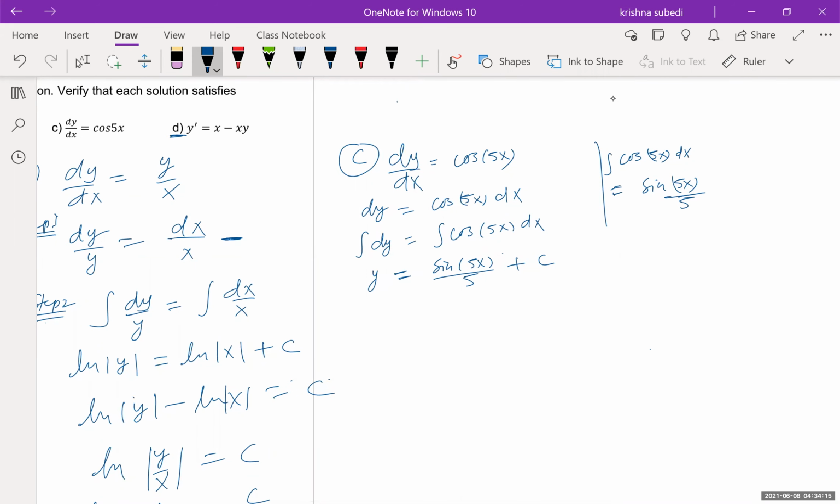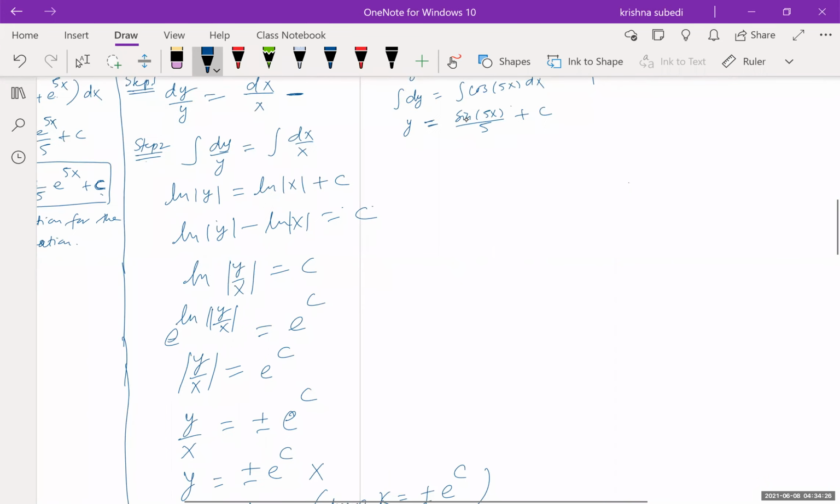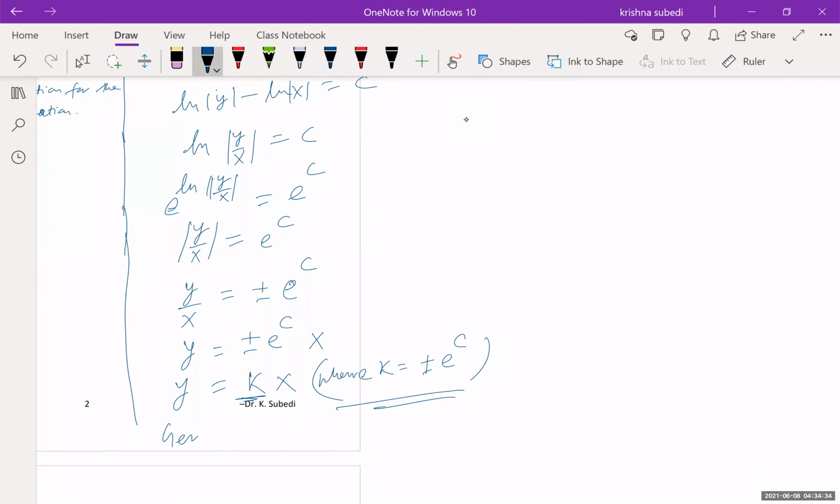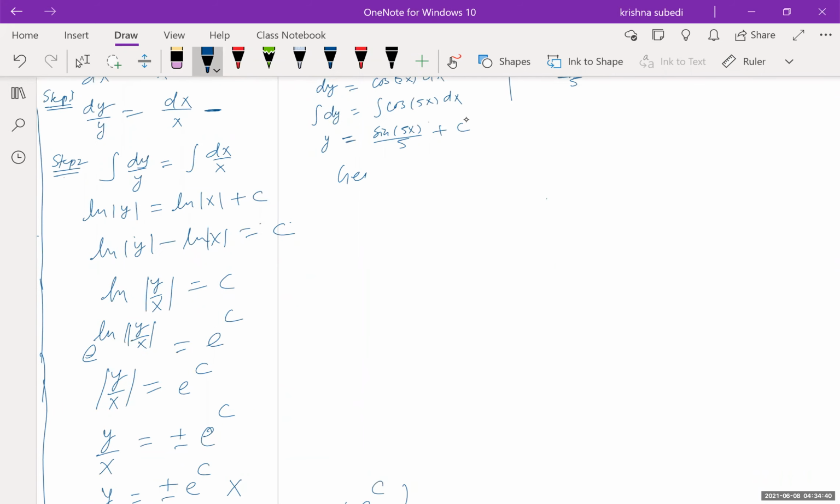Part B looks interesting. Let's try part D. By the way, these are general solutions, okay? When there is a c involved, or some constant, and you don't know the exact value of the constant, we call it a general solution. So this is the general solution, okay?